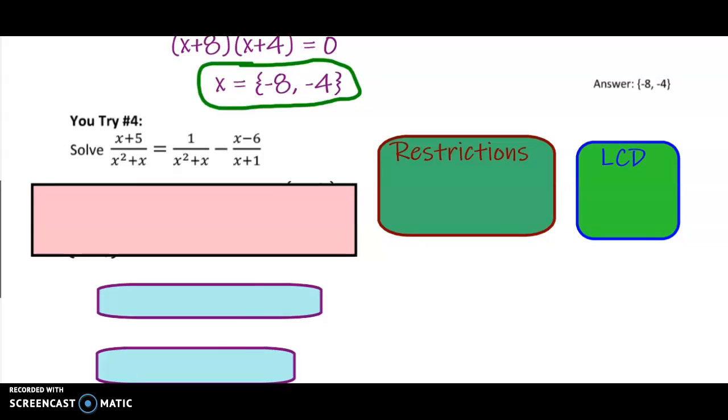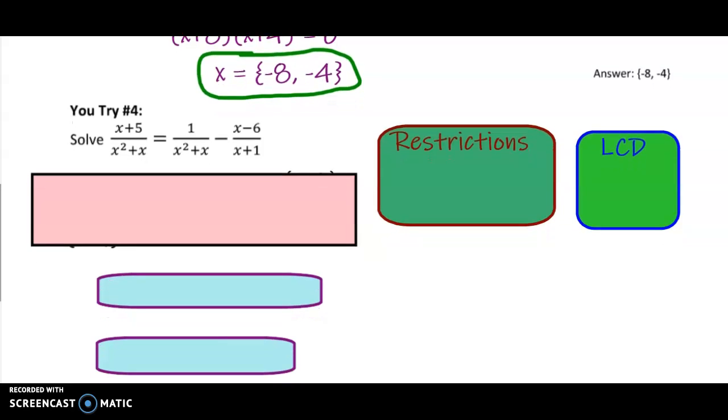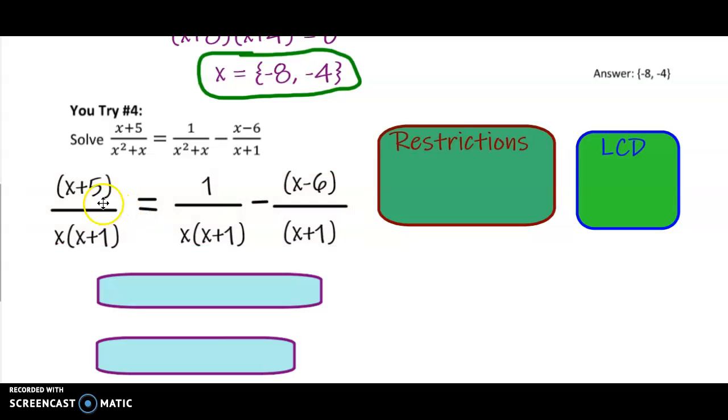For the last You Try, if you haven't tried it yet, pause the video and try it. If you have tried it, we will go through it now. This one does have some things that can factor. So I'm going to factor everything that can. And the first denominator factors to be x times x plus 1 because it had a GCF of x. Same thing for the second fraction. And that was all. So I just put parentheses around all the other factors. When I look at that, I can see my LCD would be x times x plus 1.